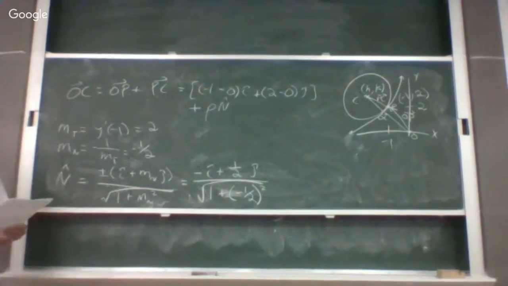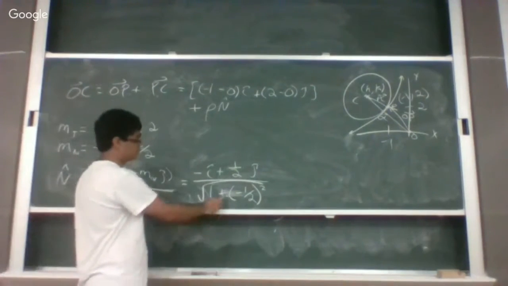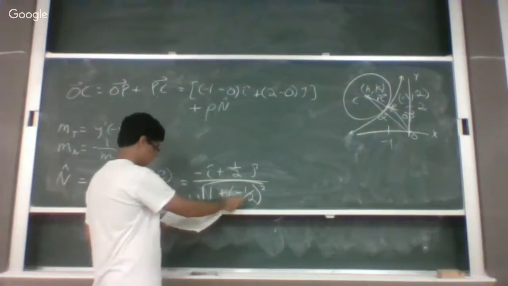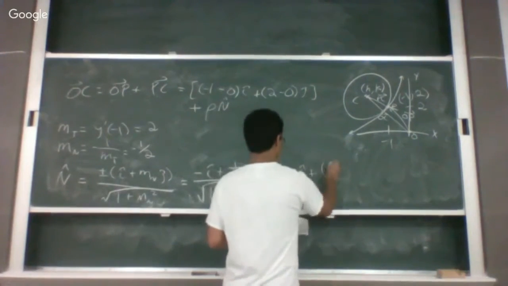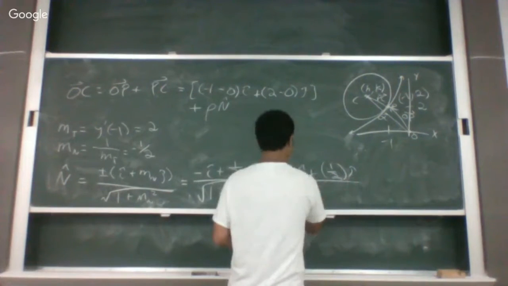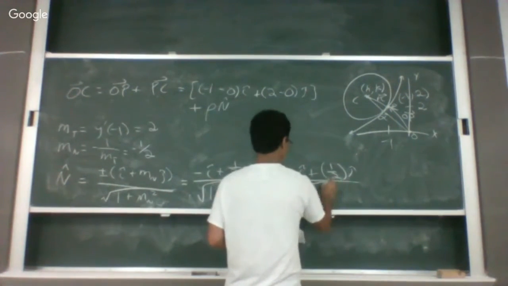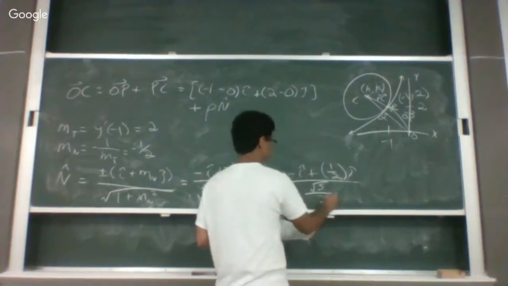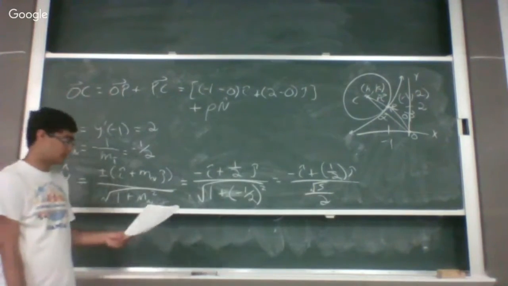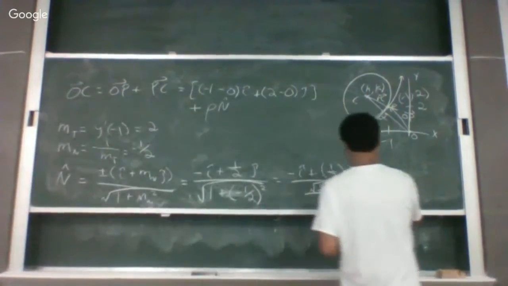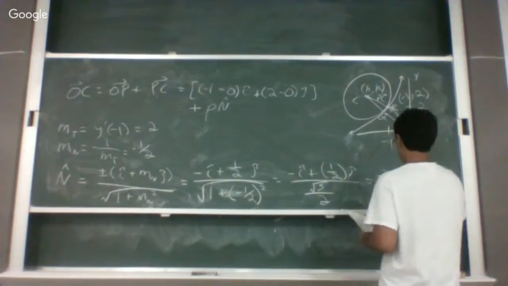Okay. So this is 1 plus 1/4, so it's 5/4 in the denominator. So -i plus 1/2 j divided by the square root of 5/4, which is the square root of 5 divided by 2, right? Which is the same thing as multiplying 2 to the top. So this is equal to -2i plus j divided by the square root of 5.